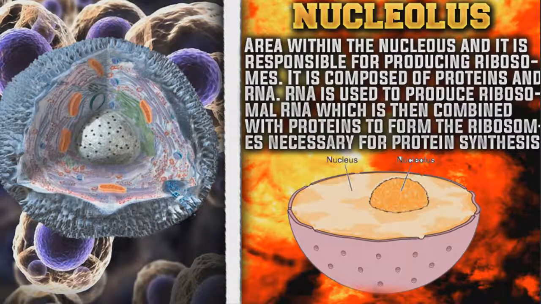The next organelle is the nucleolus. This is within the nucleus, and it's responsible for producing ribosomes. It is composed of proteins and RNA. RNA is used to produce ribosomal RNA, which is combined with proteins to form ribosomes necessary for protein synthesis. So that's pretty simple. Move on to the next bit.